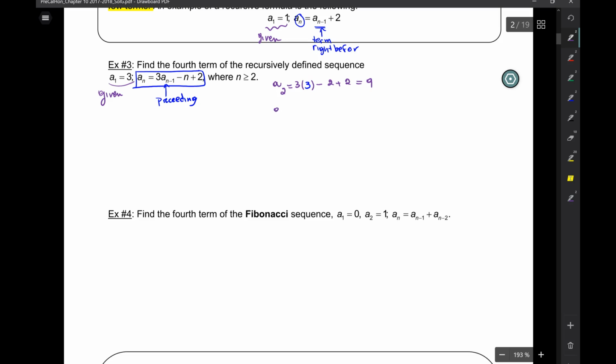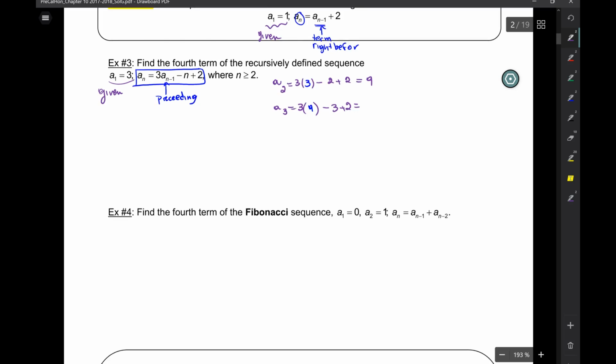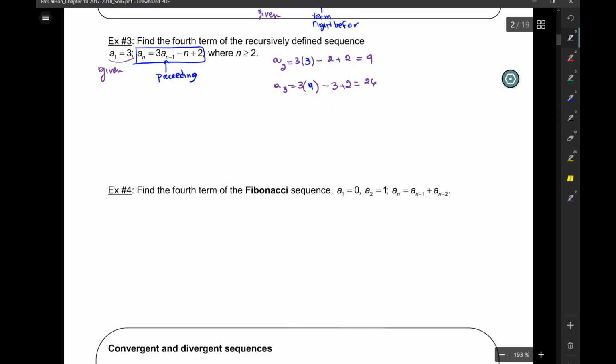Okay? All right. A3 is 3 times what number? 9, minus 3 plus 2. So that's 27 minus 1, 26. Why do we need A3? Well, because we need A4. It says to find the 4th term, which is A sub 4. But how do you find A sub 4? It's 3 times A3, and so on.